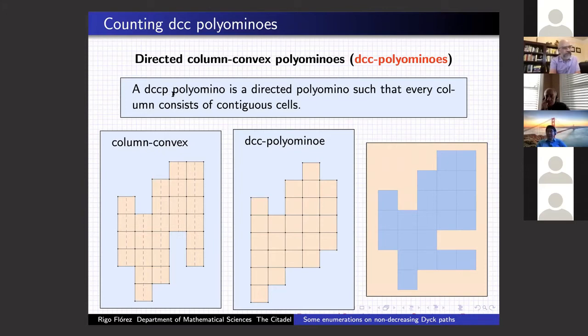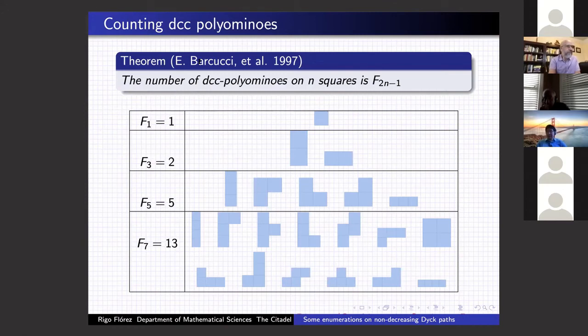And let's see what is the relationship between these DCC polyominoes and non-decreasing Dyck paths. First of all, Barcucci proved that the total number of DCC polyominoes is a Fibonacci number, but not the usual Fibonacci number, it's this Fibonacci number, which is actually the same Fibonacci numbers that count non-decreasing Dyck paths. So when we have one square, it is one. When we have two squares, it is two. And when we have three squares, it is five. And with four, it is 13. So that is what they proved.